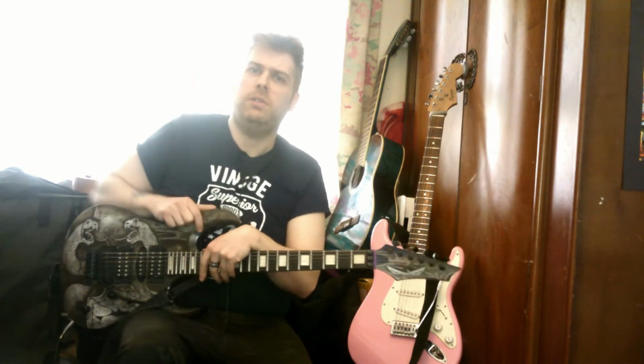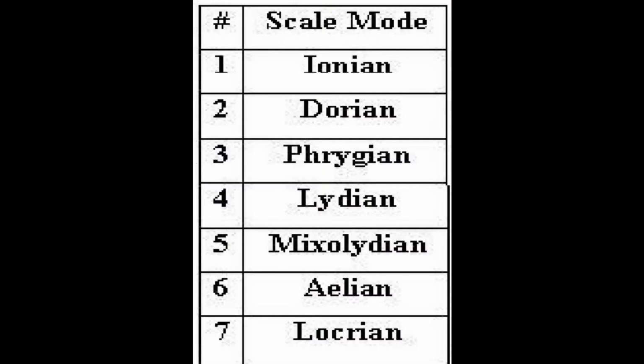Now we have 7 modes of the major scale. We have Ionian, which is the major scale itself, which is the first mode. We have the second mode of the major scale, which is Dorian. We have Phrygian as the third mode. We have Lydian as the fourth mode. Mixolydian's the fifth mode. Aeolian or natural minor is the sixth mode, and Locrian is the seventh mode.